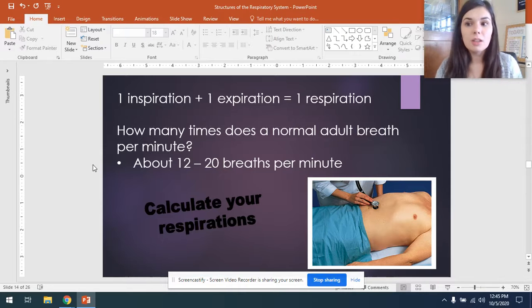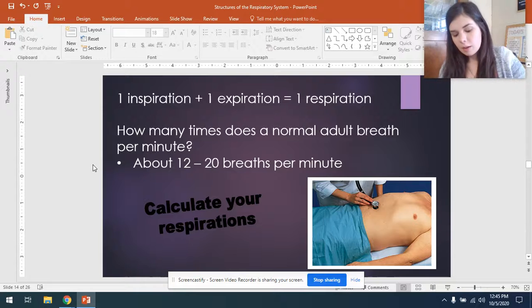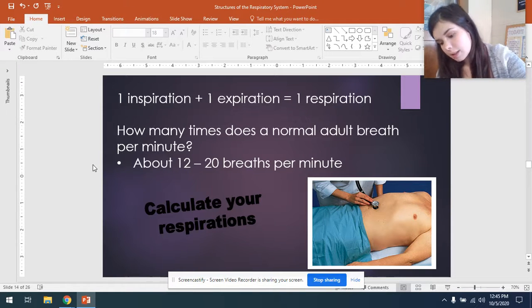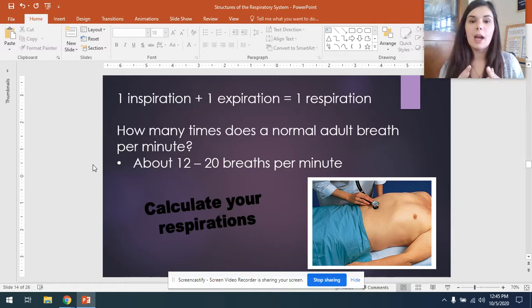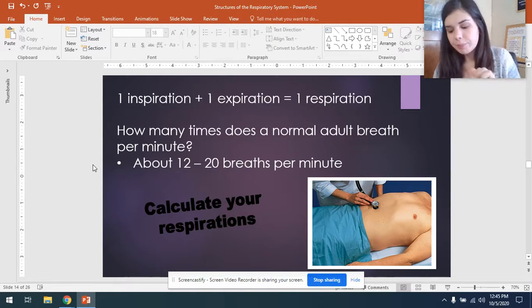So if we were to pause here and set a timer for 60 seconds, we can actually count what our normal respiration is. So I'm going to go ahead and set a timer for us. And I want everyone to actually follow along while we do this. So I'm going to set a timer for 60 seconds. And you're going to just count how many times you take one respiration. So one breath in, one breath out is one respiration. Count how many times you do it. Go.